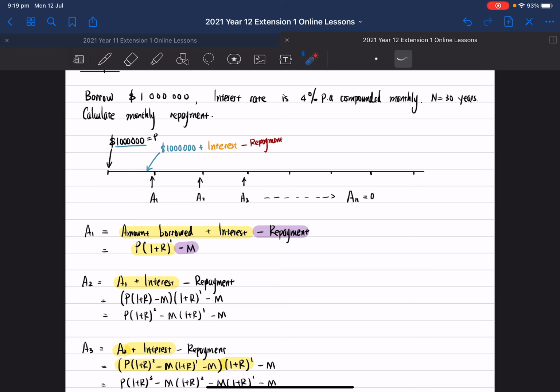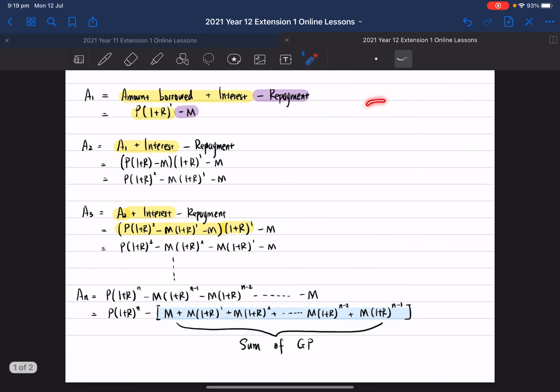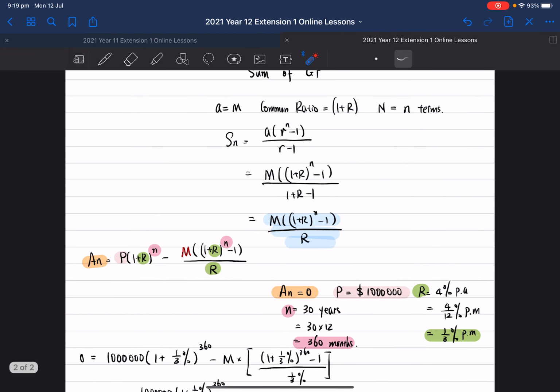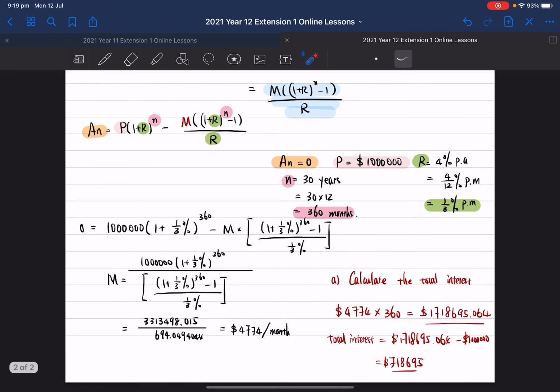Do also pay attention to the compounding part. It could be compounded monthly, yearly, or half yearly, so you need to change the unit accordingly. Then once you know how to derive those formulas, the hard part is to be able to substitute the numbers correctly, and use your calculator properly to find the final answers.